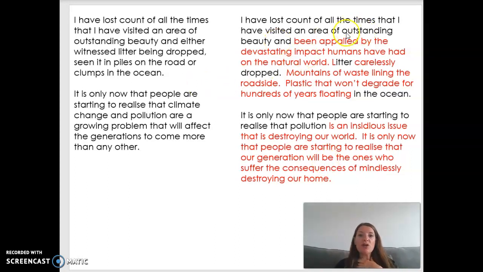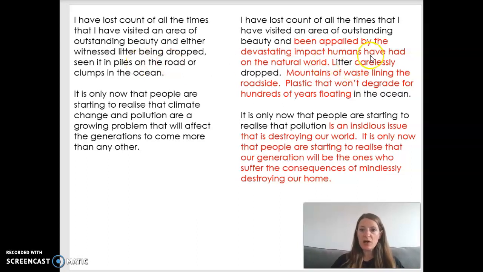So I have lost count of all the times that I have visited an area of outstanding beauty and been appalled by the devastating impact humans have had on the natural world. I've added in an extra detail there. Obviously the use of the word appalled, it suggests anger, so it's got a little bit of emotion there. Devastating impact, again, that emotional appeal, and then humans have had on the natural world. So again, it creates that sense of guilt, maybe, that we're causing this. So I've just extended the sentence by trying to add in some information that's a bit more emotive, but also clearly puts the blame on humans to try and make my audience feel a sense of guilt.